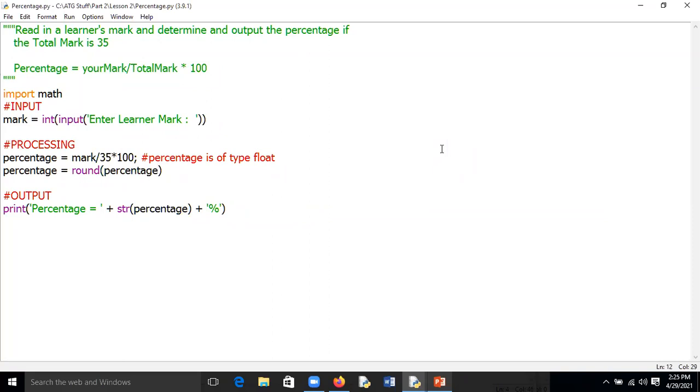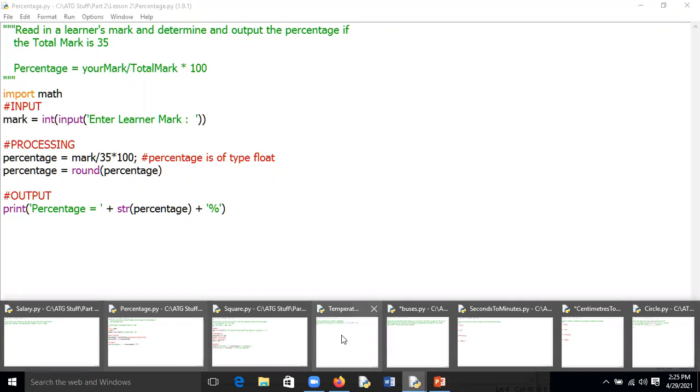So just remember that you are never going to be told to use round. They might just tell you determine and output the percentage to the nearest whole number. They're not going to tell you use round. You need to know, okay, I need to use round to actually do this. Right. So moving on.